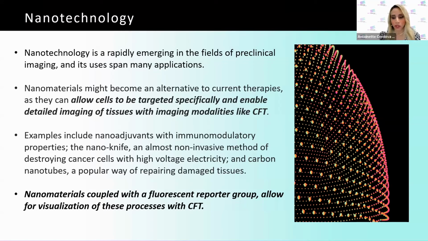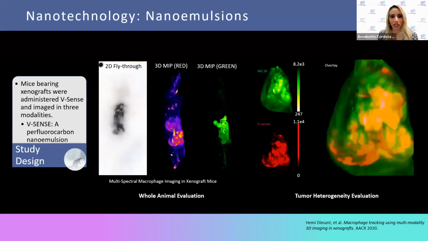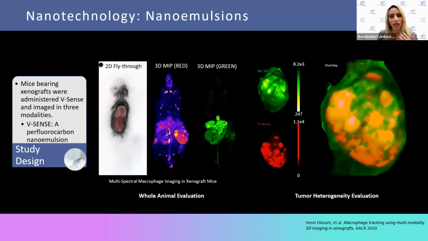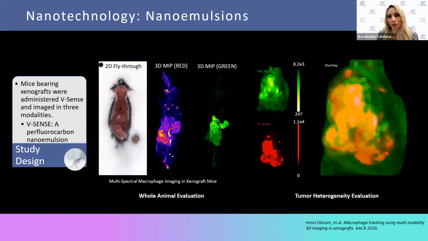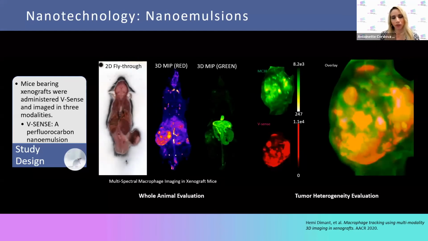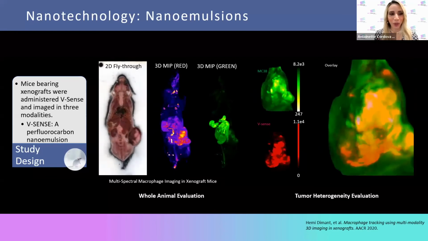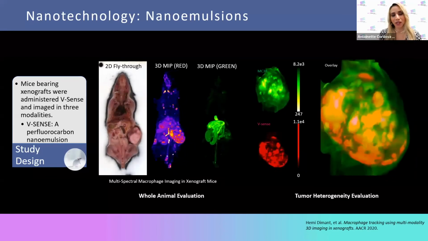So lastly, I'll just focus quickly on nanotechnology. Nanotechnology is obviously very much up and coming. There's so many things that can be done, but nanomaterials with a fluorescence reporter group are great because they allow, again, for visualization on CFT. And I'm just bringing up this slide one more time because, as I mentioned, I already spoke about the results, but this is actually, Vsense is a nano emulsion.